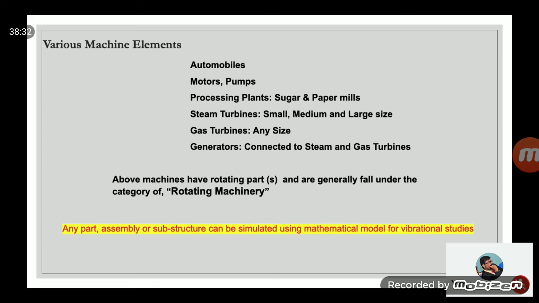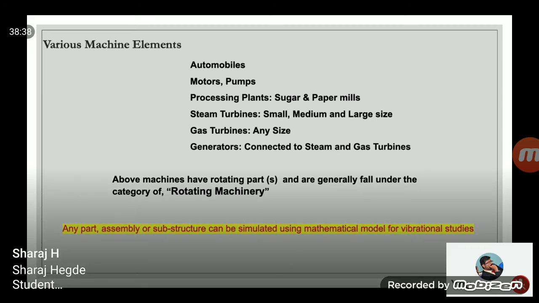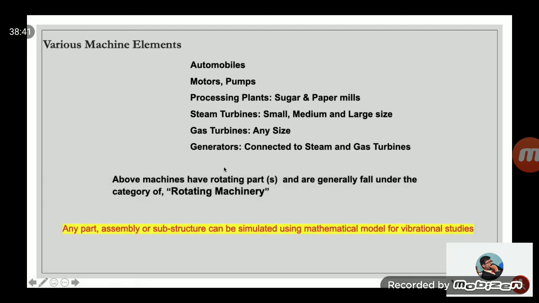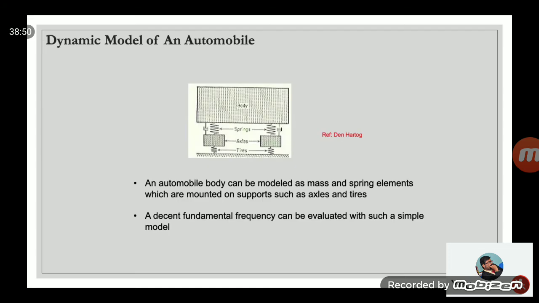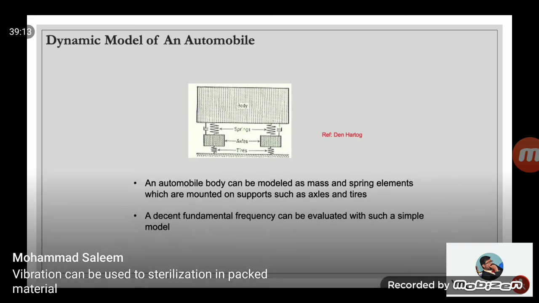Any part, assembly, or substructure can be simulated using mathematical models, in order to analyze vibration characteristics or the studies you want to make. One simple model I want to show here is basically an automobile body. The body is modeled, supported on axle springs, and in turn supported by the tires. So that also has mass and stiffness.